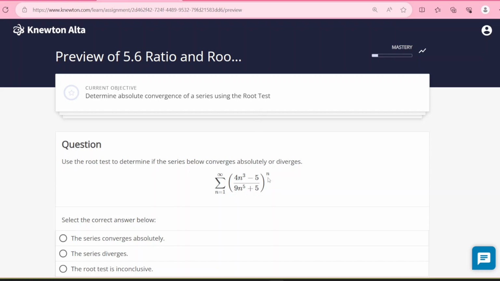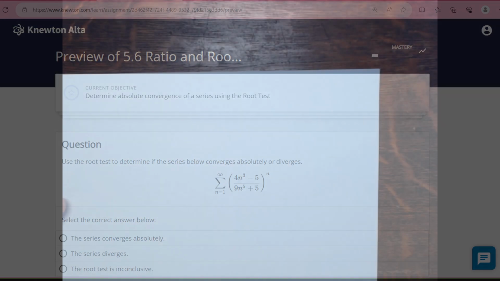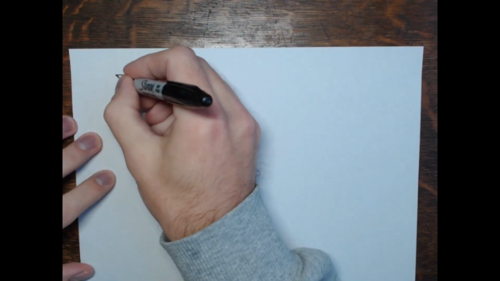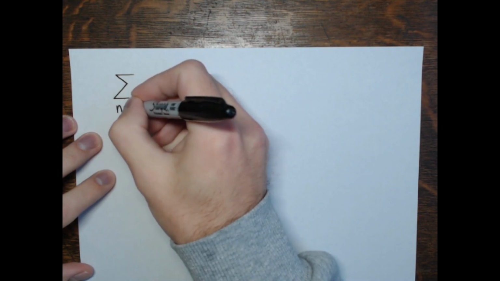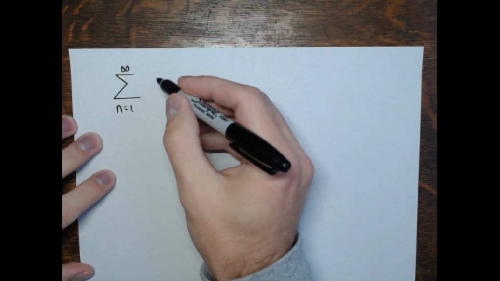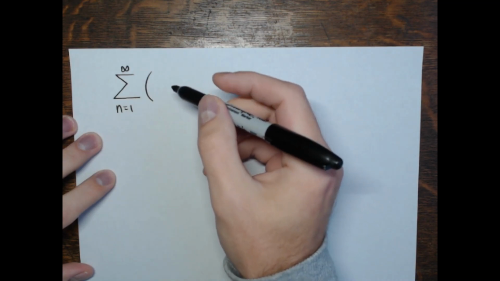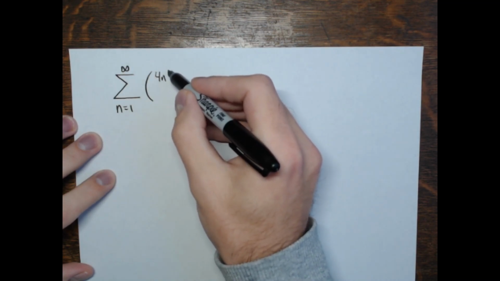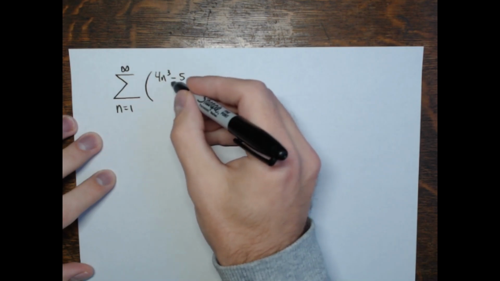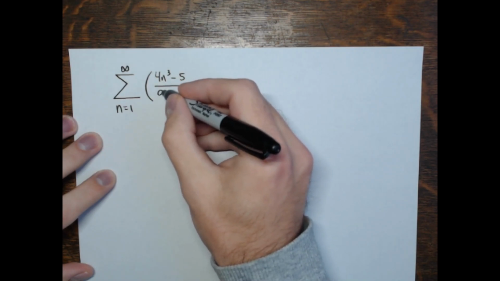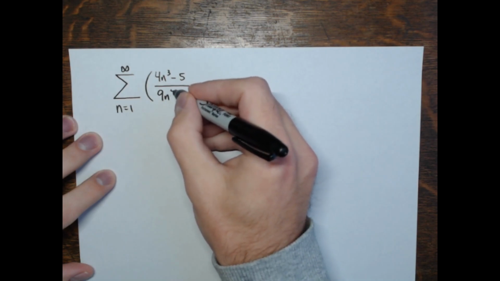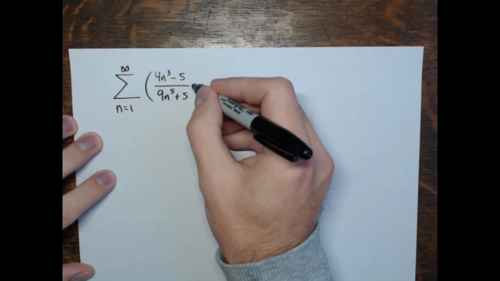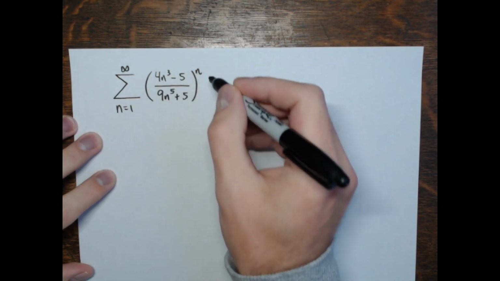So I'll do it once again. All right. Yeah, this one's actually very similar to the last one we saw. All right, so we got this series. The terms look like this: 4n cubed minus 5 divided by 9n to the 5th plus 5, but all this is raised to the nth power.